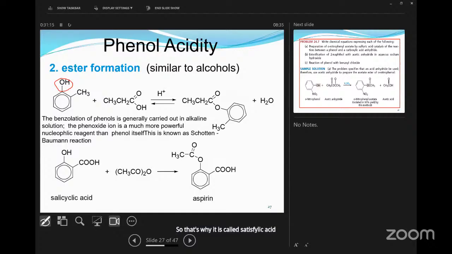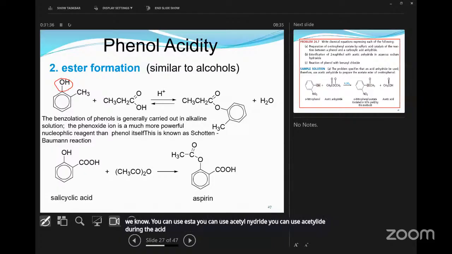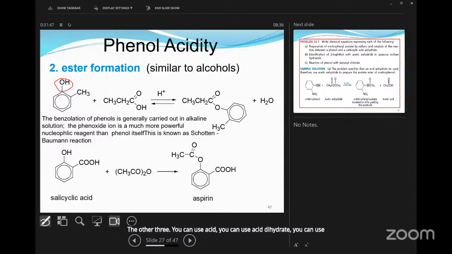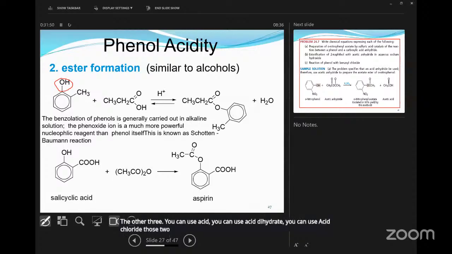But because of the OH here, when you want to undergo an esterification reaction, it's not only acid you can use. Apart from carboxylic acid, you can use some of the carboxylic acid derivatives that we know. You can use ester, you can use acid anhydride, you can use acid halide. The only acid derivative you cannot use is the amide, because the amide is weak. But the other three, you can use acid, acid anhydride, acid chloride. Those three, you can use to react with alcohol, and you still get your ester.